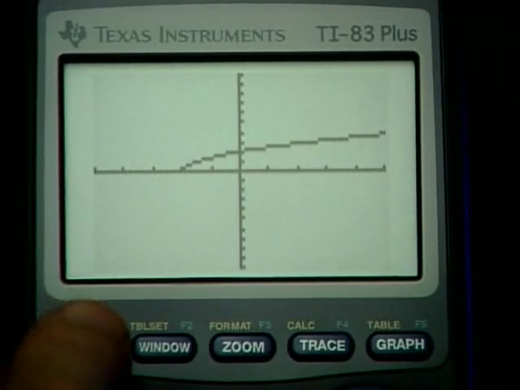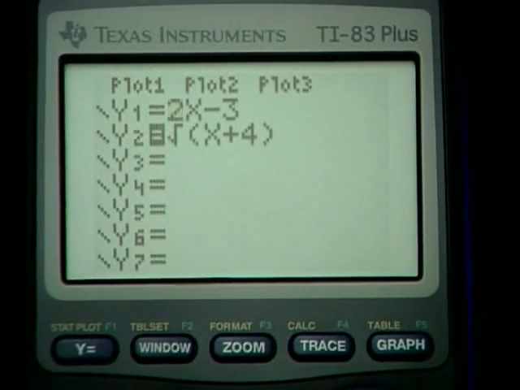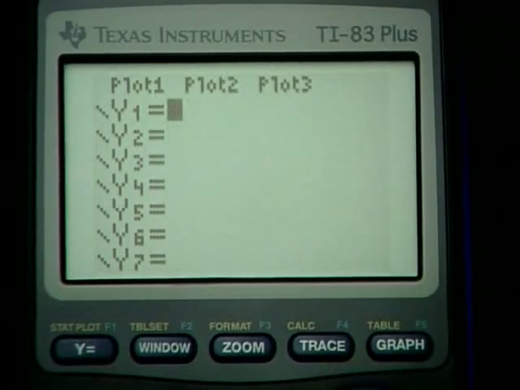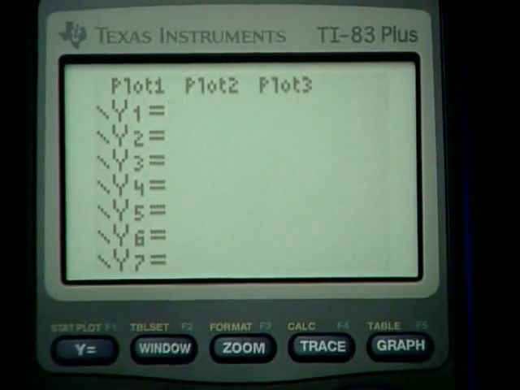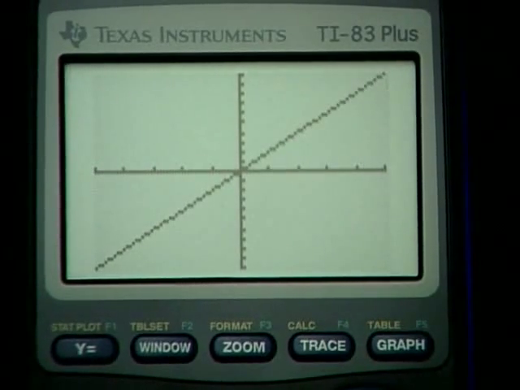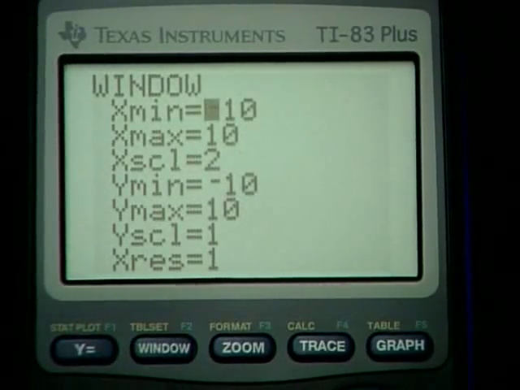Now let's go back and take off these equations. I'm pressing clear, cursor down, press clear, and now I just want to enter y equals x and look at its graph. Now we're on default settings, I think. Let me look at the window settings. Yeah, except for the scale. The scale is generally 1.